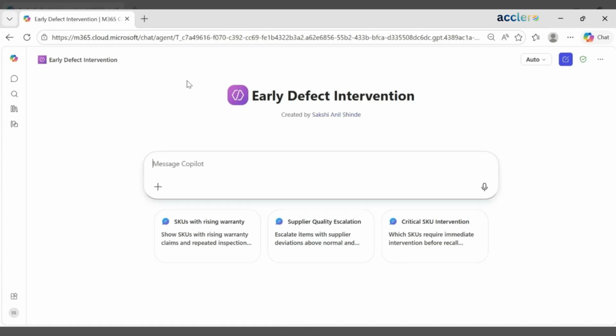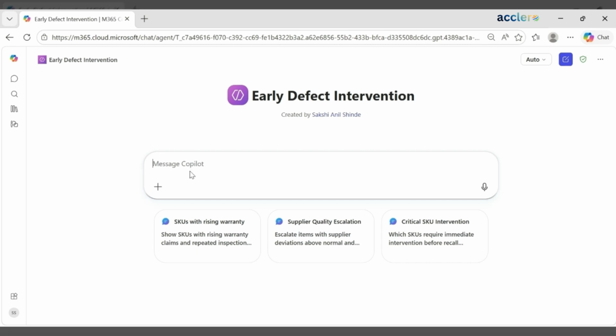This is an early defect intervention agent. Product recalls are rarely sudden. They are usually preceded by early defect signals like rising warranty claims, repeated inspection failures, and supplier deviation. This agent will help the team act earlier by identifying persistent risk patterns and enforcing actions like containment, escalation, and risk ownership before customer impact occurs.